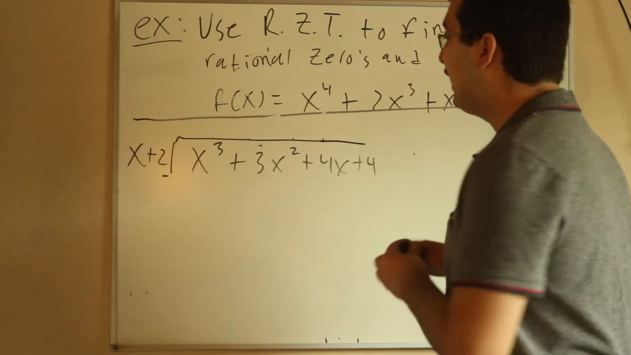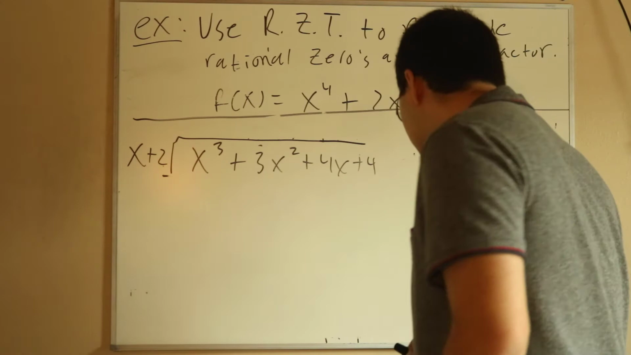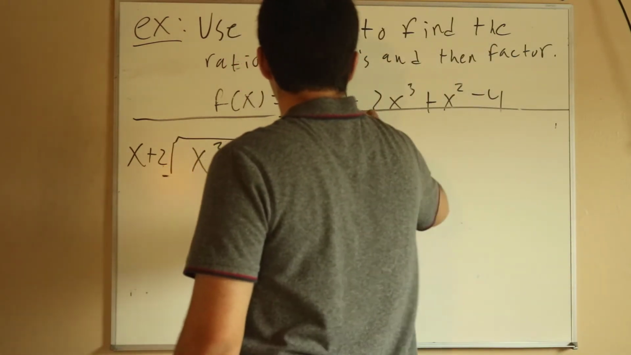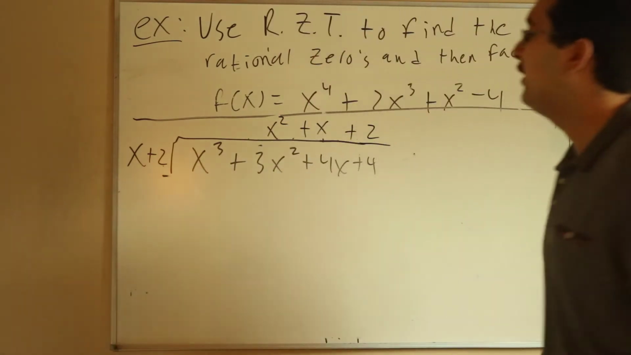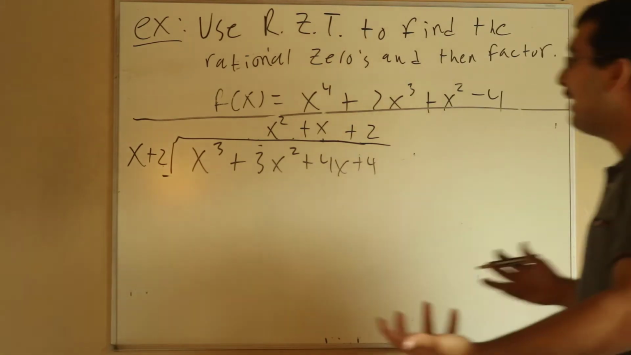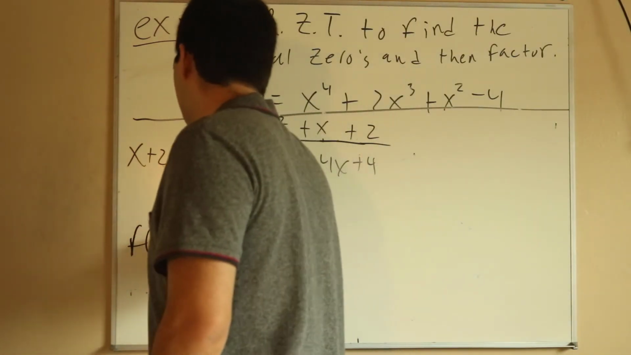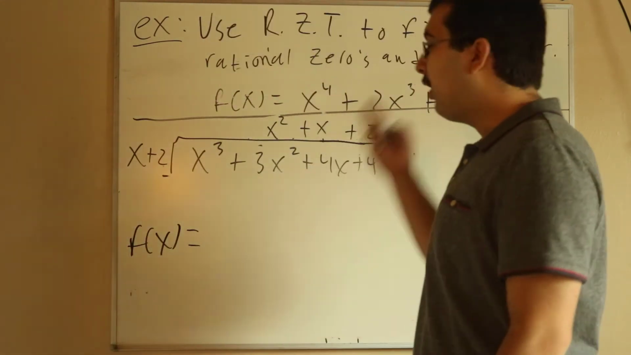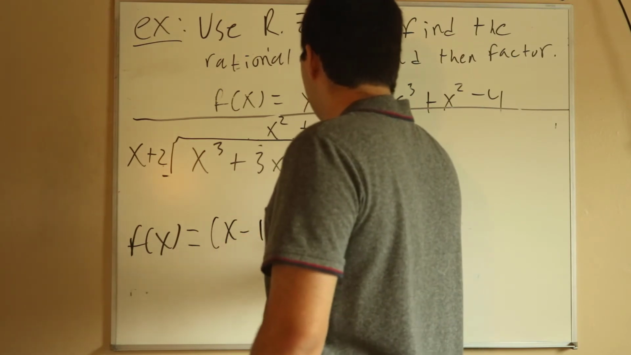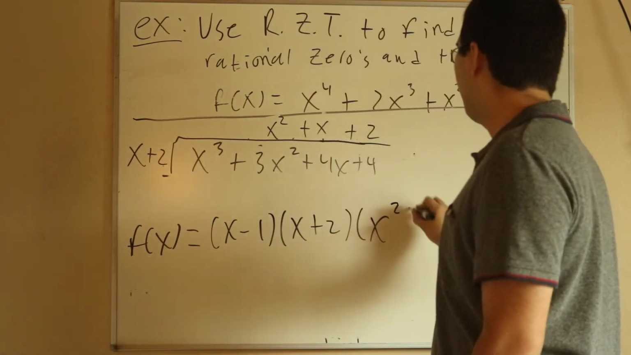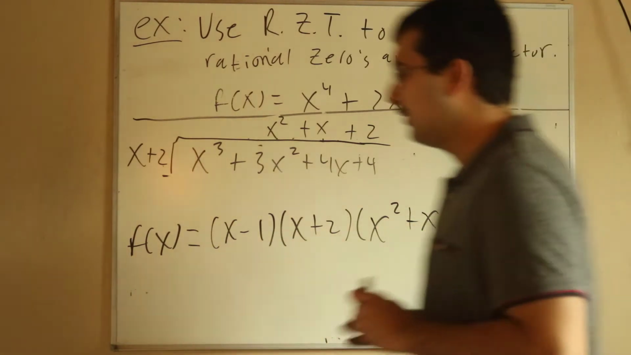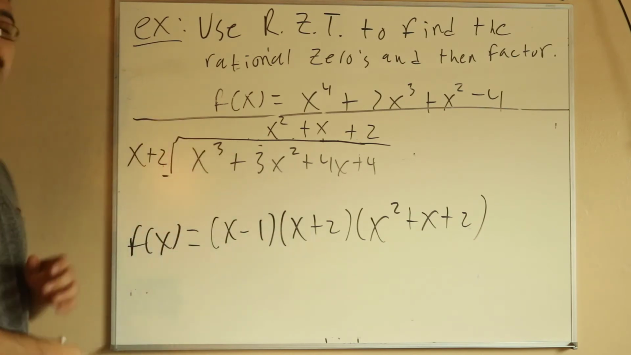All right, beautiful. So hopefully you gave it a shot. And the answer I got after I did my long division was x squared plus x plus 2. This was the answer I got. All right, so what does that mean? Well, that means that we can now understand that when we factor our original f of x, it factors into x minus 1 times x plus 2 times x squared plus x plus 2. Okay? And there it is. There's our function factored.